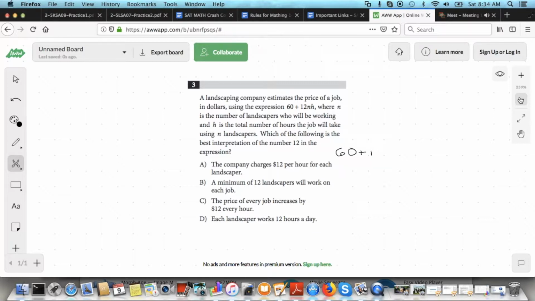Looking good. Okay. And I'm just setting those values to make it real clear. N is, oh boy, my N and my H look pretty similar there. Yikes, there we go. Okay. Yeah, great. So we've got one landscaper working 1 hour, $72. Boy, that sounds expensive, doesn't it? That's $72 an hour. That's a pretty good rate. I need to get into the landscaping business, perhaps.